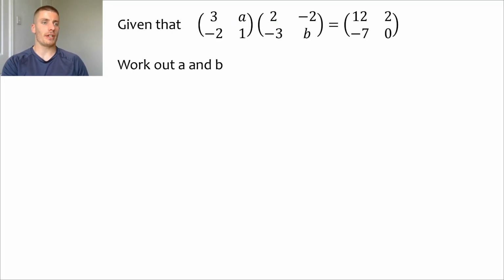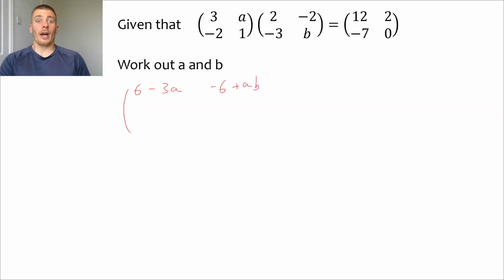Because it's a 2 by 2 matrix times a 2 by 2, we're going to get a 2 by 2 matrix. So we do the first row with the first column as always. We do 3 times 2, which is 6, and then A times minus 3, which is minus 3A. So we've got 6 minus 3A as the first term. We then do the first row with the second column. So 3 times minus 2 is minus 6, and A times B is AB. So we've got minus 6 plus AB.